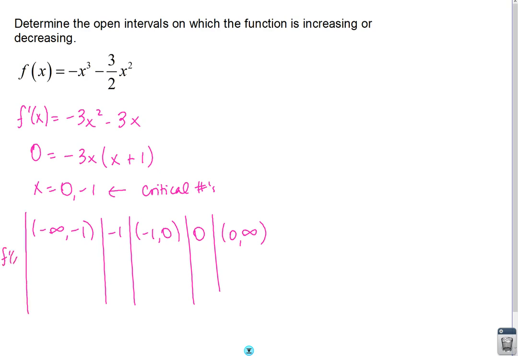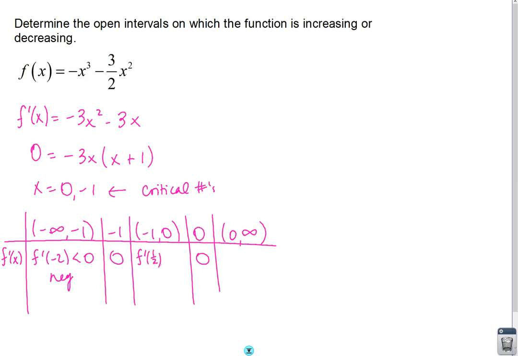So let's talk about f prime of x. I know it's 0 here and here. So I'm going to plug in, let's go with -2. F prime of -2. So -3 times -2 is going to make positive 6. -2 plus 1 is going to be a negative, so positive times a negative is going to be a negative.